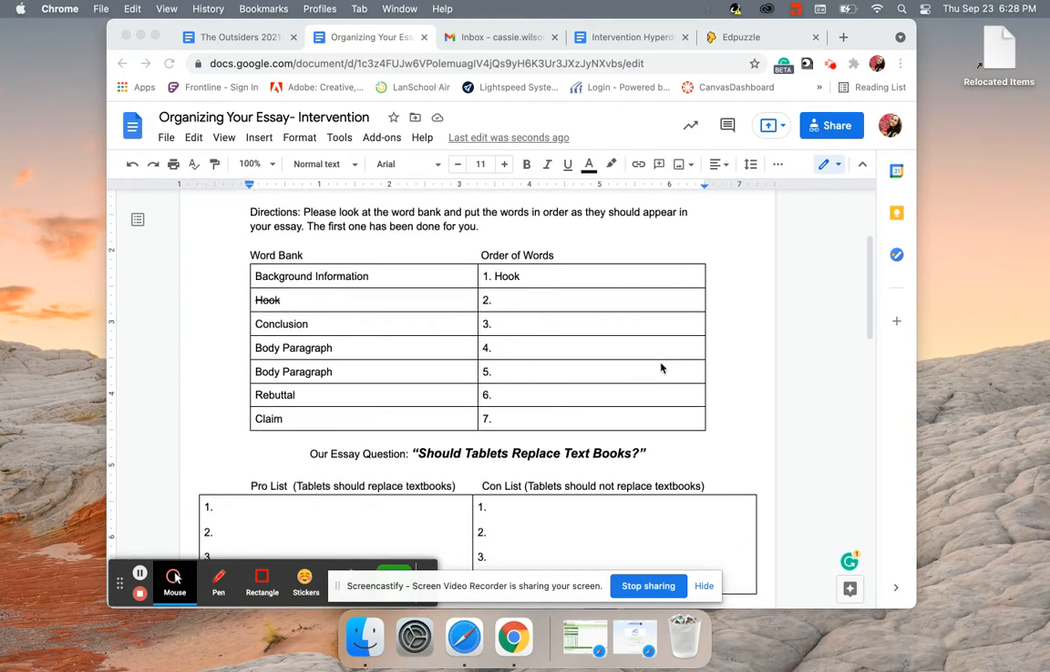And we're going to first look at our word bank. So our word bank has background information, hook, conclusion, paragraph or body paragraph, rebuttal, and claim. Now, you can pull up your paragraph guides if you would like, and it can kind of help you in determining what goes where in which order. I am going to give you a hint. Your conclusion is going to come here at the end.